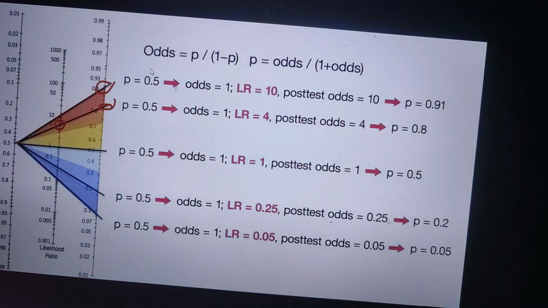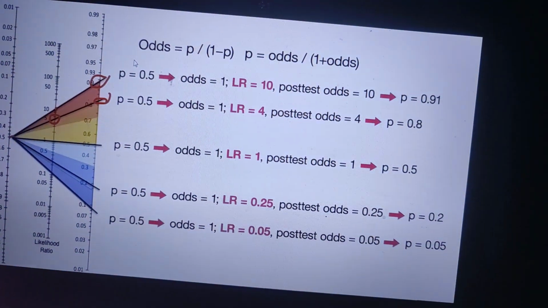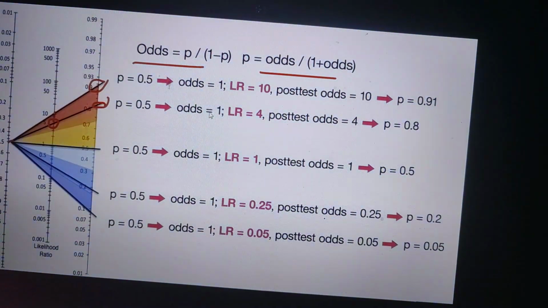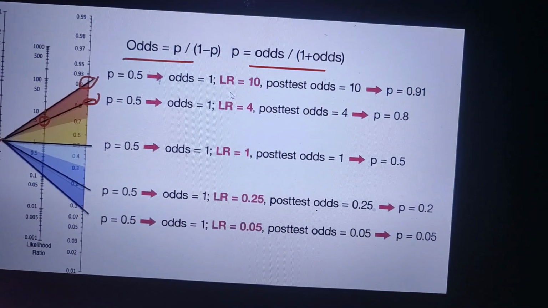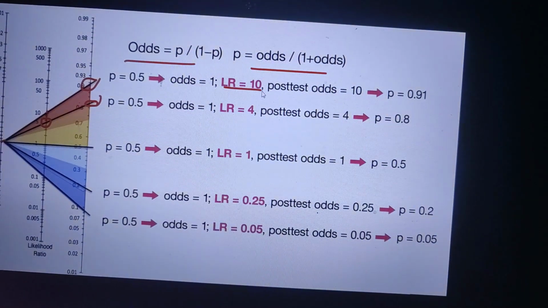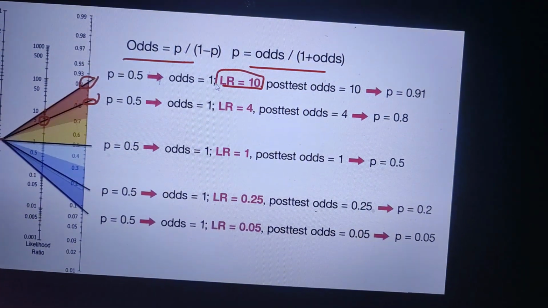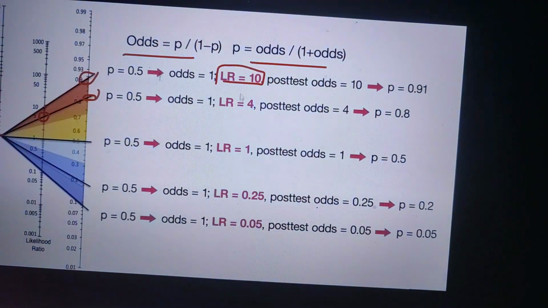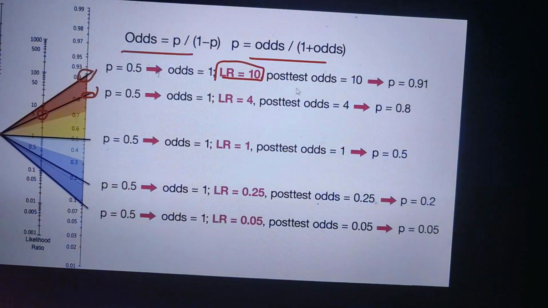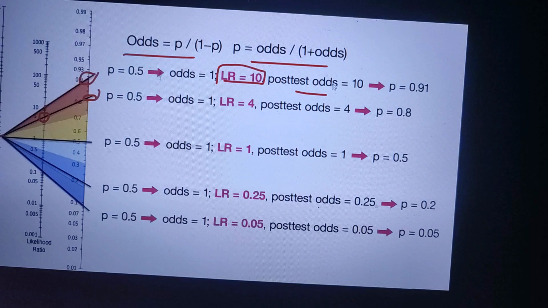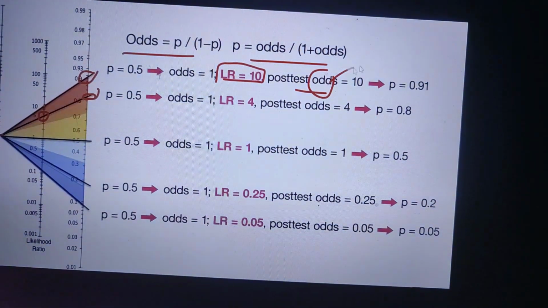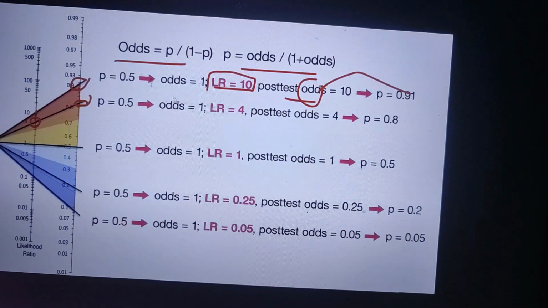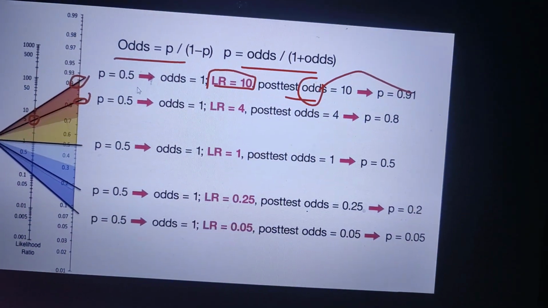But if you do calculations, then you have to go through these two calculations, right? Because we multiply likelihood ratio with odds, right? So you have to convert probability into odds and then multiply with likelihood ratio. Then it comes post-test odds, and then you have to convert odds into probability, right? So if you calculate, you have to go through these calculations.